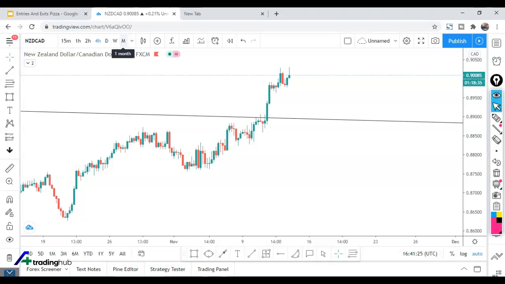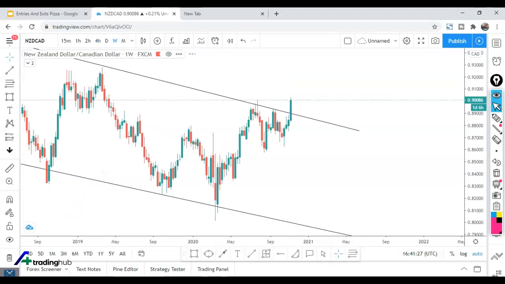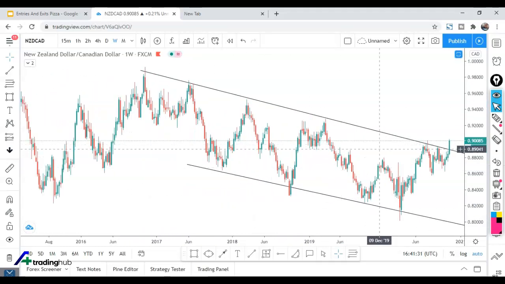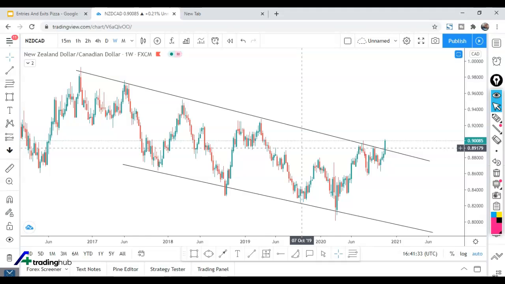All right, so let's go to the higher time frame. Let's take the weekly time frame as the higher time frame. So what do we have here? We have a channel, and what type of channel is this? It's a descending channel. So what do you think will happen? It will break out, but not so fast. Calm down, my brother.